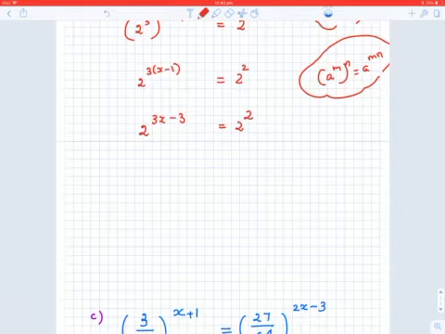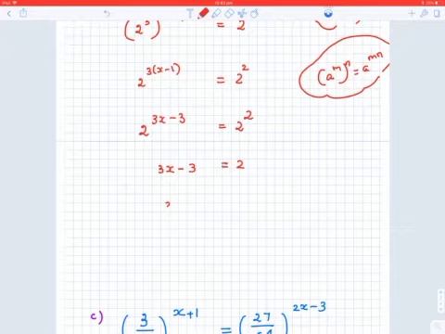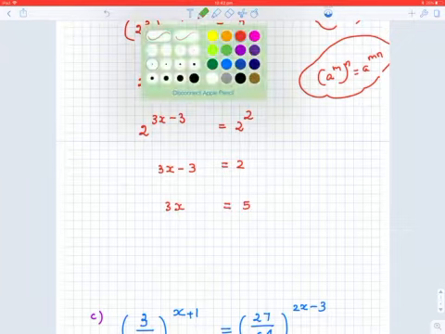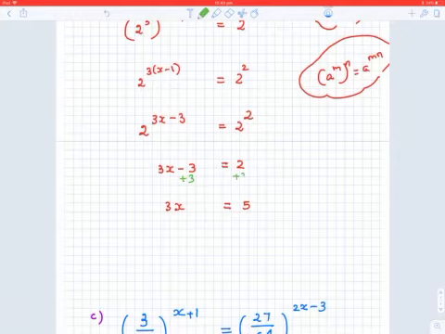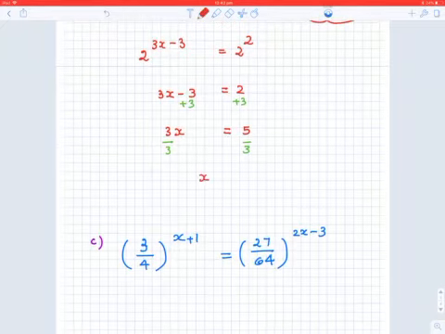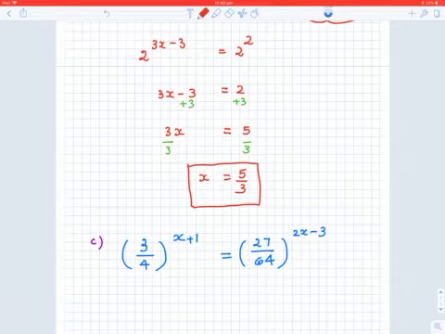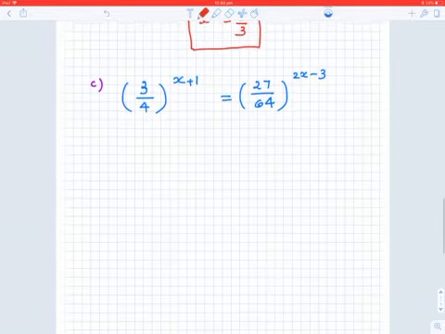The next step is compare the powers. When I compare the powers, one power is 3x minus 3, the other one is 2. Next I'm forming an equation: because the bases are the same and you have an equal sign, the powers need to be equal. So 3x minus 3 is 2, 3x is 5, adding 3 on both sides. Then divide by 3 on both sides gives you x equal to 5 by 3. So that is your answer for the question.